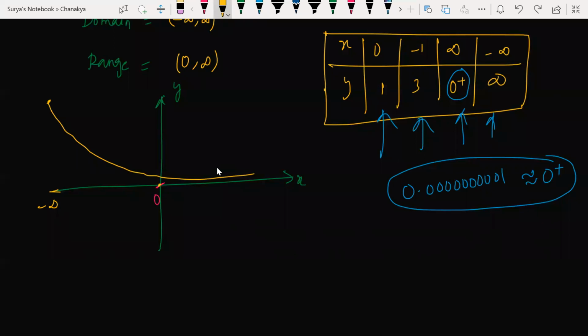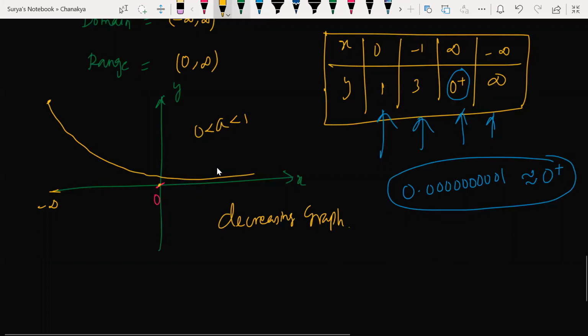When is this graph possible beta? If at all my a lies between 0 to 1, when a lies between 0 to 1, this is how the graph will be. What type of graph is this? I would say this is my decreasing graph. क्या बोलते हैं इसको? Decreasing graph. समझ रहे हो आप? You are getting the graph in such a way that this is a declining graph. And when a is greater than 1 beta, the graph is an increasing graph, something like this. When a is less than 0, you will be getting a decreasing graph like this. You just have an idea, need not remember anything here.